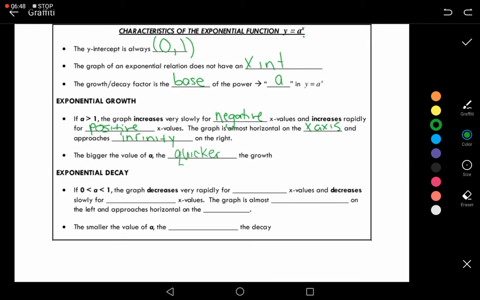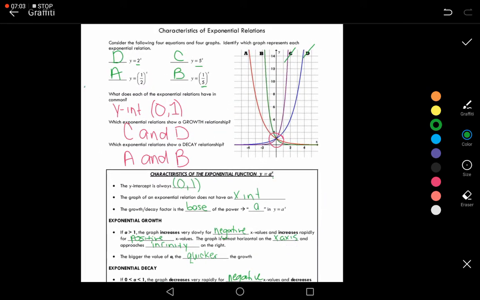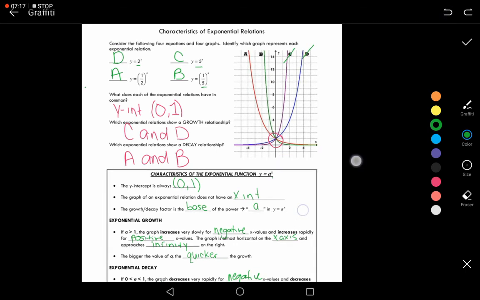Yes, negative. Decrease rapidly for negative x values, and decrease slowly for positive x values. Okay, and again, if we look at that up here, we're looking at graphs A and B now. We can see that they're decreasing very, very rapidly on this part of our graph. But when we get to those positive numbers, that decay slows down, right? It's a less steep line.